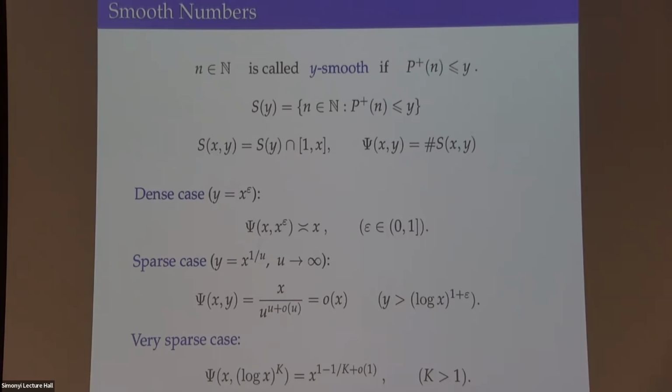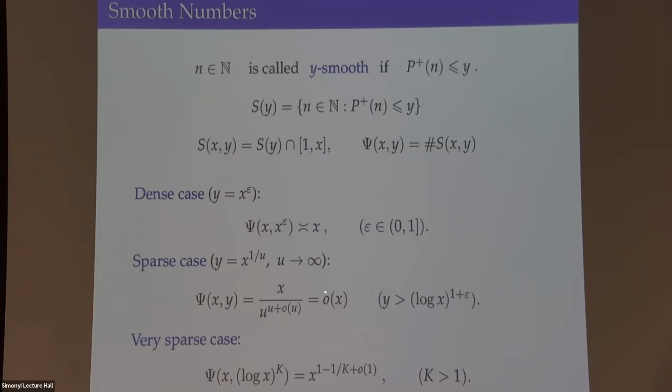And now I will distinguish three settings. It's not quite standard what is written here. If your smoothness parameter y is of the form x to the epsilon for some fixed real number epsilon between 0 and 1, then the y-smooth numbers up to x form a subset of the integers up to x that has positive density. So that's the dense set. When you replace the exponent epsilon by anything that tends to 0 as x tends to infinity, then you obtain a sparse subset of the integers 1 up to x.